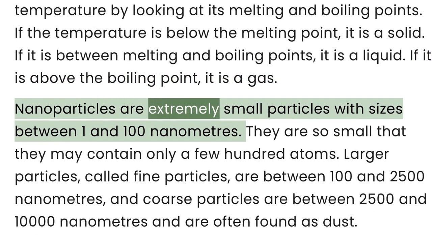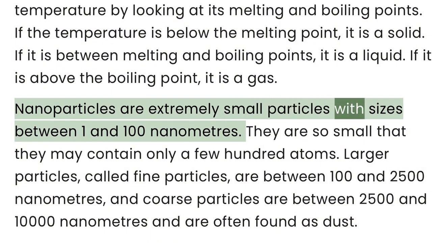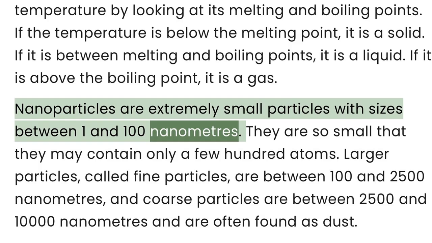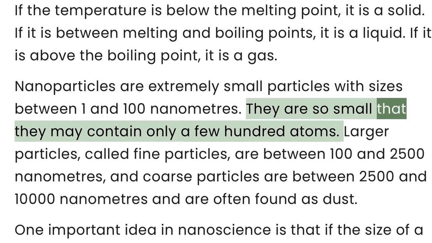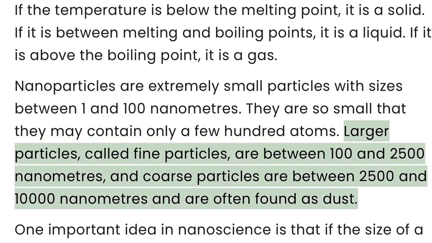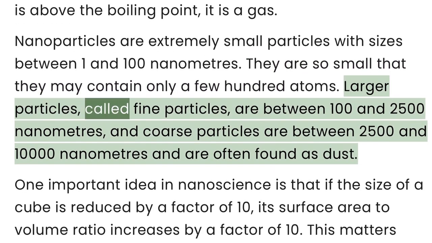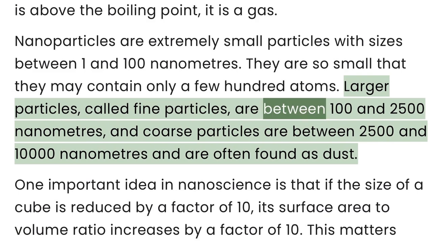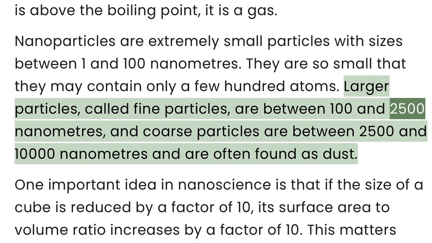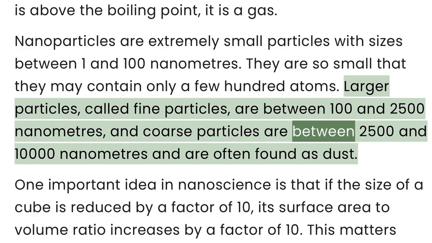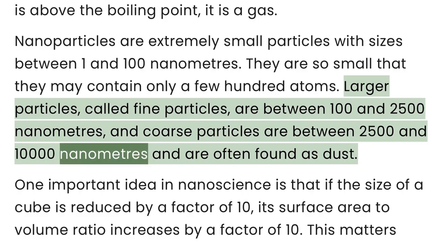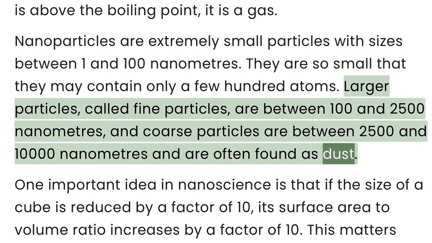Nanoparticles are extremely small particles with sizes between 1 and 100 nanometers. They are so small that they may contain only a few hundred atoms. Larger particles, called fine particles, are between 100 and 2,500 nanometers, and coarse particles are between 2,500 and 10,000 nanometers and are often found as dust.